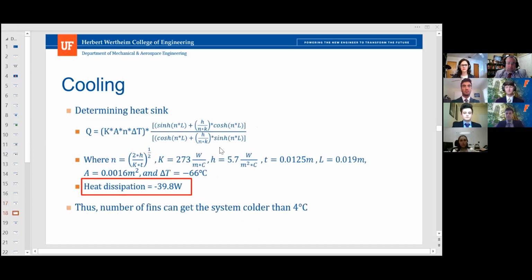Next slide. To make sure that the lowest temperature necessary is maintained, the heat sink was determined. Based on the use of 20 fins on the cooling plates, approximately 39 watts of power dissipates throughout the cooling system, which can be easily maintained to keep the system steady at such low temperatures.